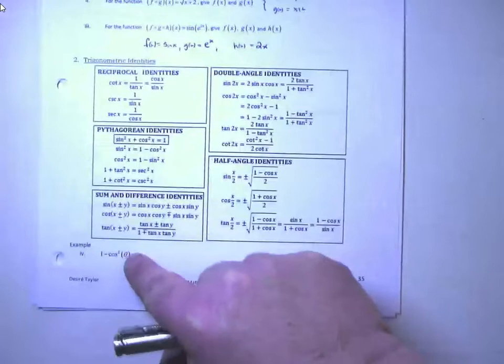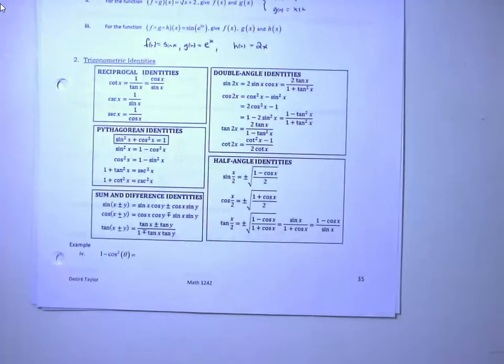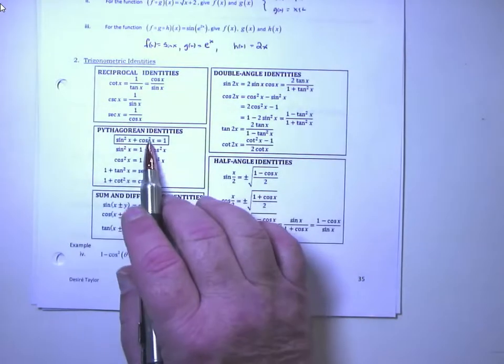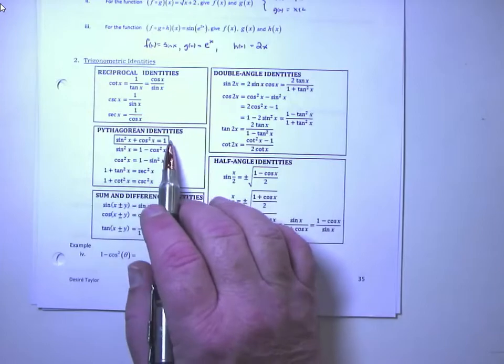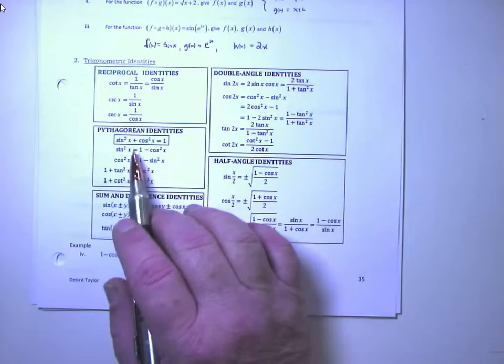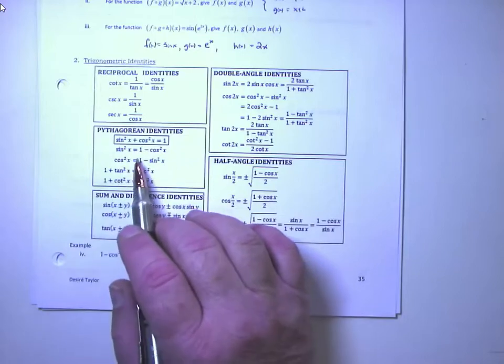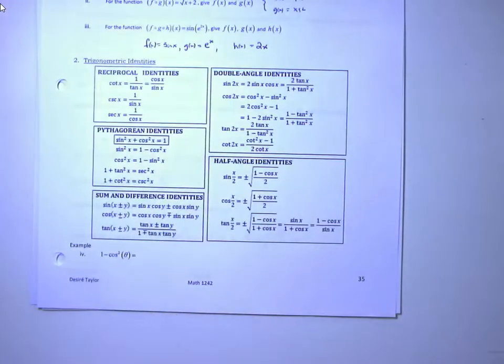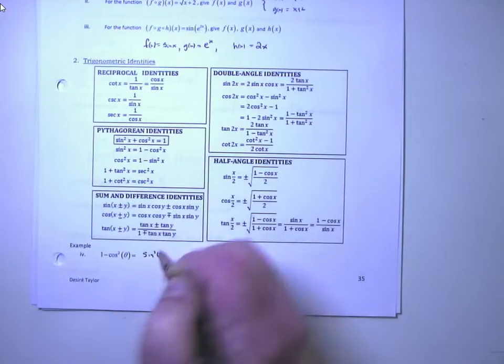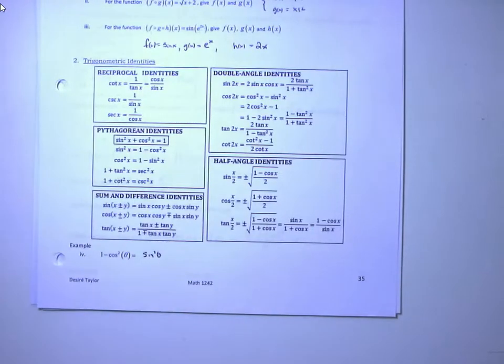So here's an example right here. Clean up 1 minus cosine squared of theta. What's that going to be equal to? Well, the Pythagorean identity says sine squared theta plus cosine squared theta, replacing x with theta, equals 1. That means that cosine squared theta is equal to 1 minus sine squared theta, and sine squared theta equals 1 minus cosine squared theta. So when I see a 1 minus cosine squared theta, what does that equal? Sine squared theta, and it cleans up very nicely. So a single trig term instead of 2 terms.